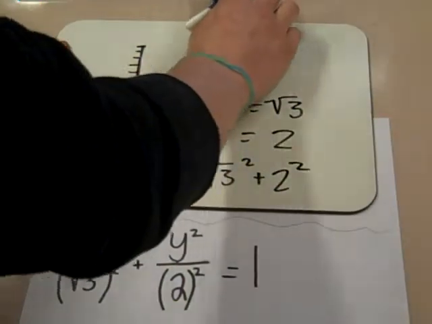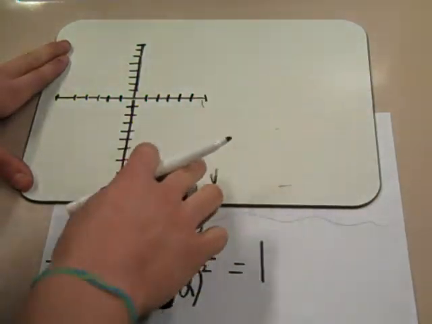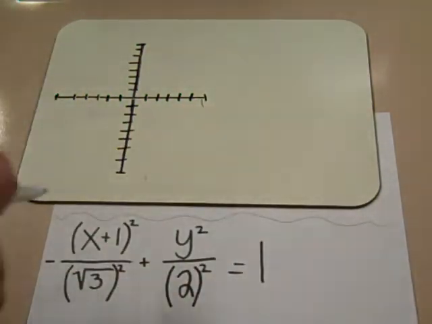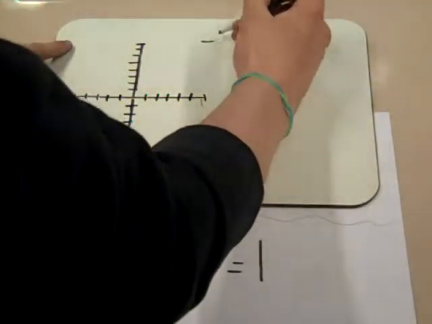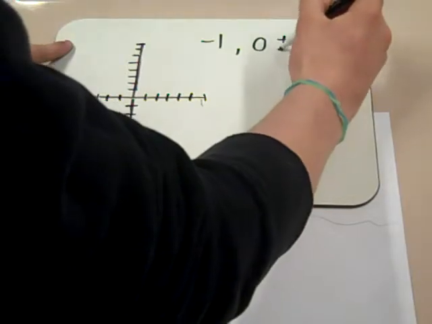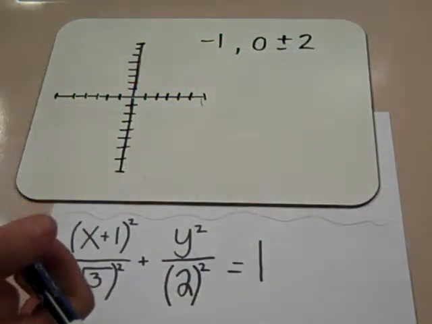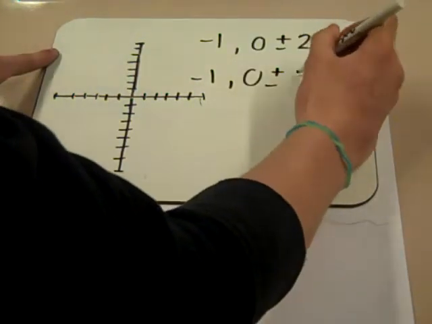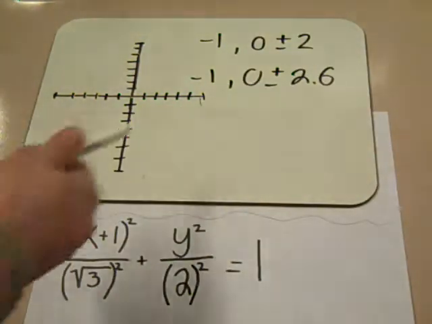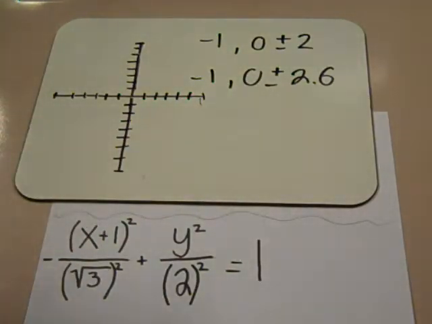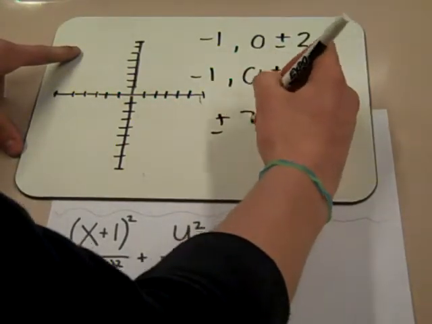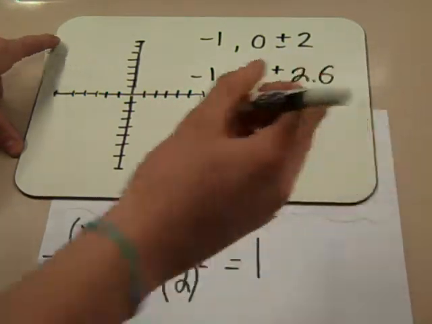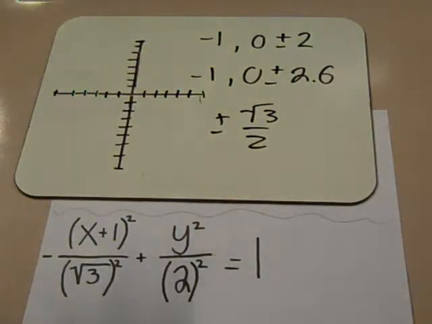Now, using all these things, you can find the foci and the vertices and the asymptotes. The vertices are at (h, k plus or minus b), or (negative 1, 0 plus or minus 2). The foci are at (negative 1, 0 plus or minus 2.6), where c is 2.6. And the asymptotes are shown by plus or minus a over b, or plus or minus the square root of 3 over 2. We can now use all these points to graph.